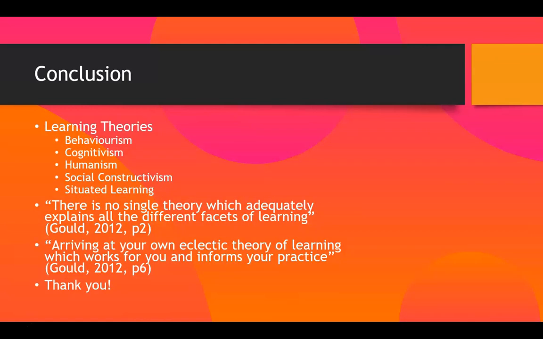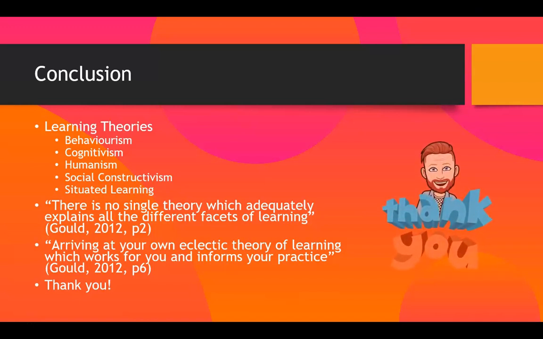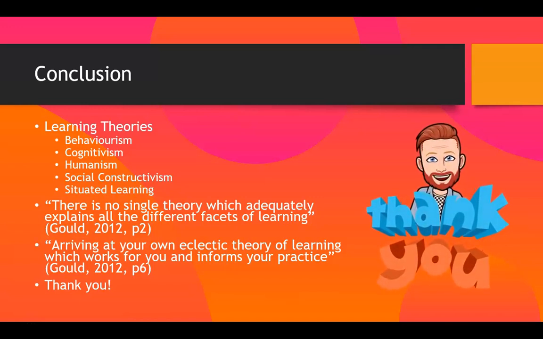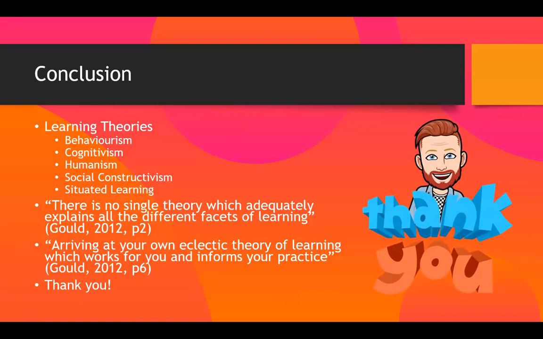So, to sum up, in this presentation I've explored 5 learning theories, drawn on a range of literature. I've made comparisons and provided examples and reflections of my own teaching experiences. These 5 orientations of learning overlap with each other a lot, but Gould said that there is no single theory which adequately explains all the different facets of learning, and that arriving at your own eclectic theory of learning which works for you and informs your practice is the ultimate purpose.